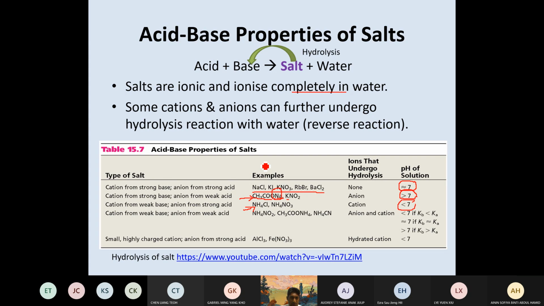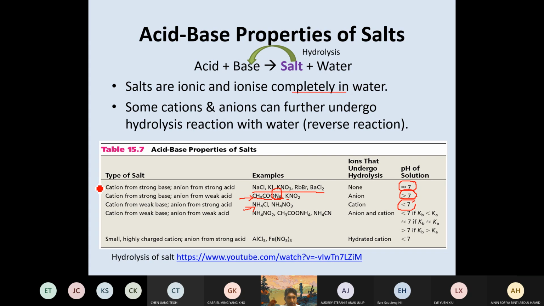This is easier to remember. If it is strong acid and strong base, it is always neutral. Sodium chloride is neutral. If it is strong acid and weak base, the pH will be less than 7. That means the pH will be towards the acidic side. And if it is strong base and weak acid, it will go to a higher pH. That means the solution will be quite basic.